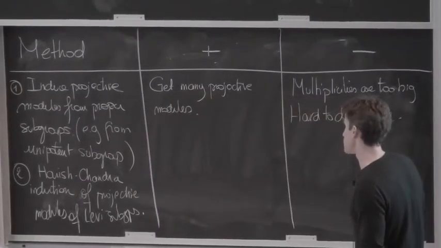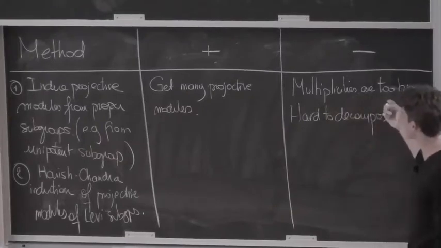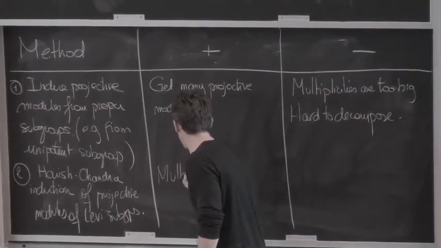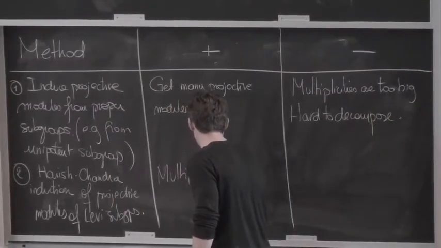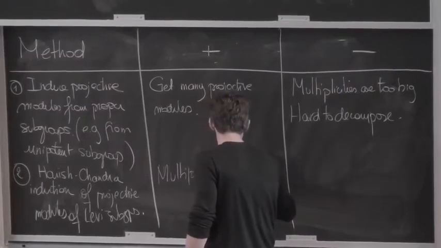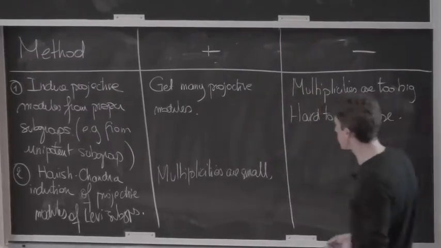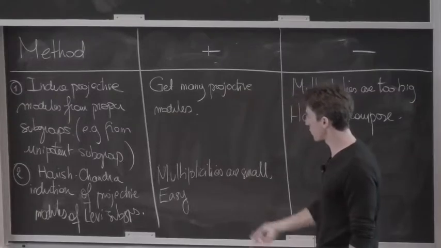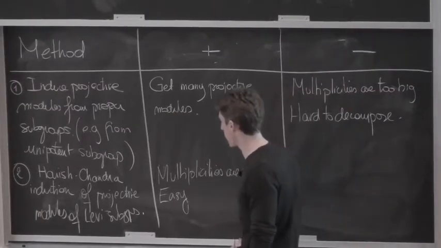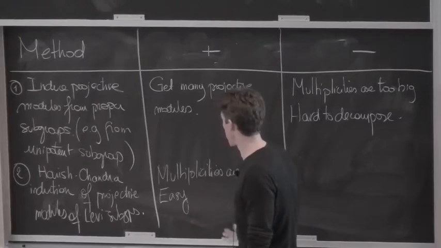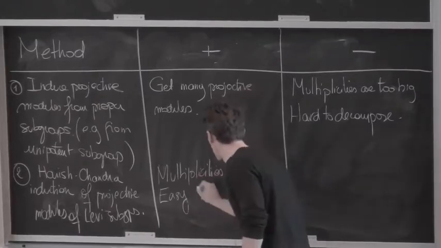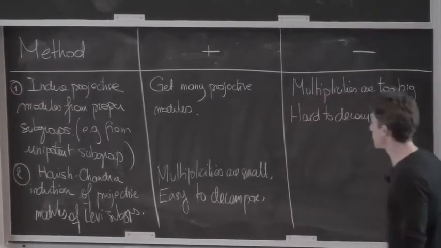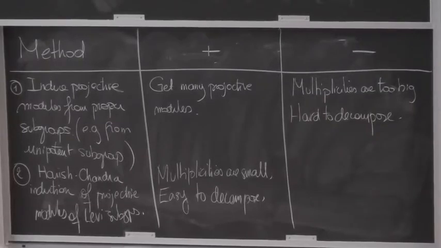So what's the advantage of this method? It's somehow the opposite of the other one. The multiplicities are small, independent from Q. And it's easy to decompose, in the sense that we usually know well the endomorphism algebra of something which is Harish-Chandra induced. It has the structure of a Hecke algebra. We know the representation theory of this Hecke algebra, and we can use that to decompose. When I say easy, I'm not saying it's that easy, but at least it's been proven that there are methods to do it.